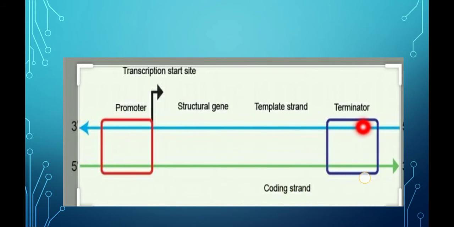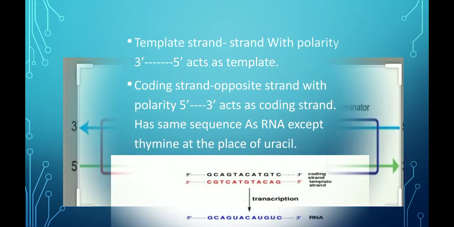The terminator region is located towards the downstream, that is the 3' end of the coding strand, and it is responsible for terminating the process of transcription. In between the promoter region and the terminator region, the sequence of DNA present is called a structural gene. This structural gene is the only part transcribed into the RNA molecule.